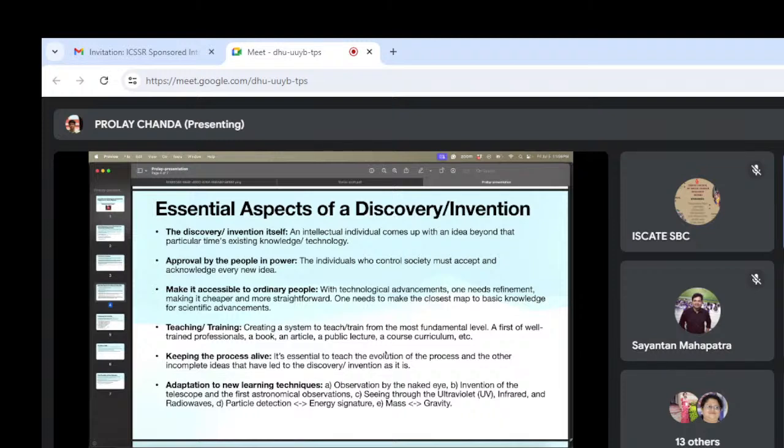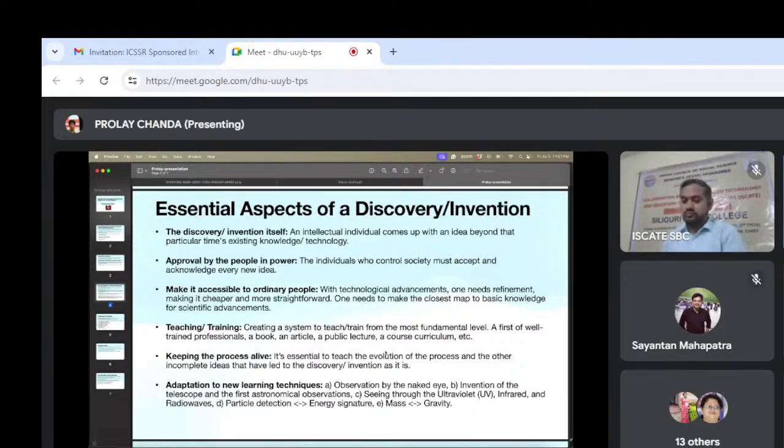And then after we invent something, we need to make it accessible to ordinary people. As easy as it sounds, it is not that easy. When you make a blueprint of any technology and try to make it available to the market, or think about a very complicated problem you want to teach in a class, it is a huge task to simplify it. And then after that part is done, comes the teaching part.